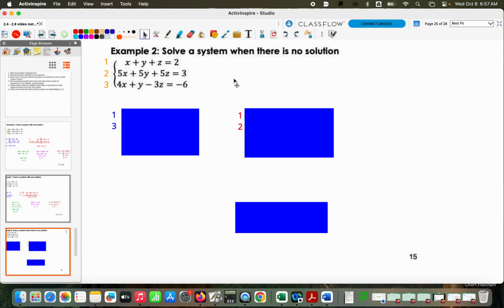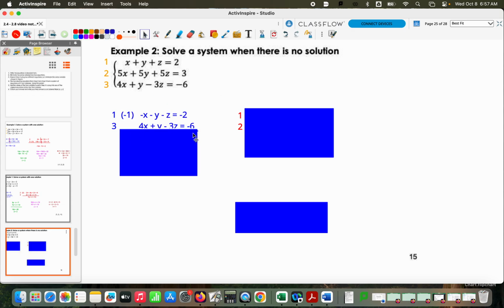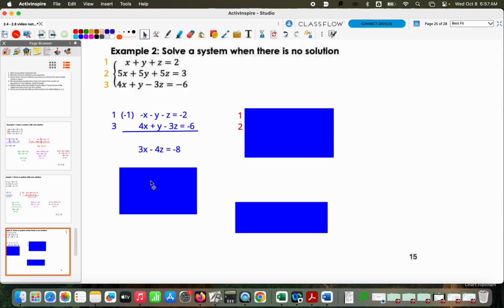Again, feel free to pause, try this yourself. I chose 1 and 3, and I multiplied the first one by negative 1 just to change all the signs. Let's see what happens. I combine, and I get some x's and z's, but my y's are canceled. Okay, save that for later.